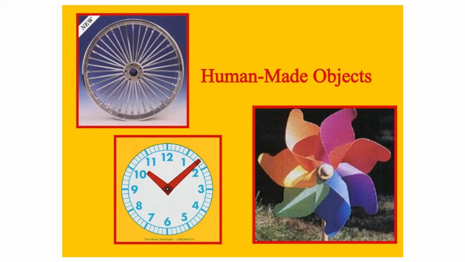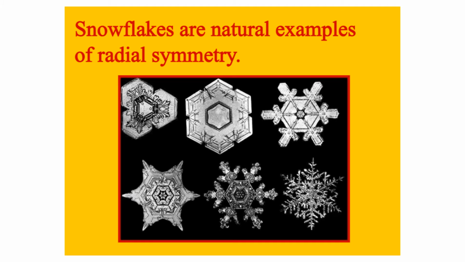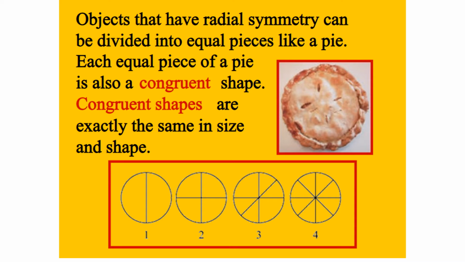Here are some examples of human-made objects that have radial symmetry. Snowflakes are another example of a natural object that has radial symmetry. Objects that have radial symmetry can be divided into equal pieces like a pie. Each equal piece of a pie is also a congruent shape. Congruent shapes are exactly the same in size and shape.